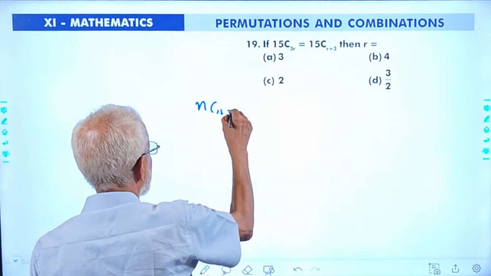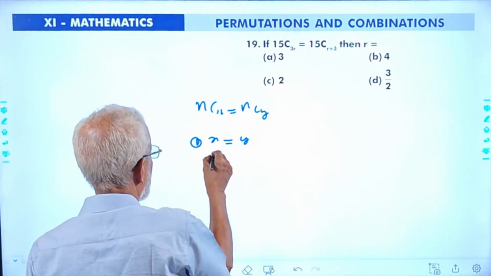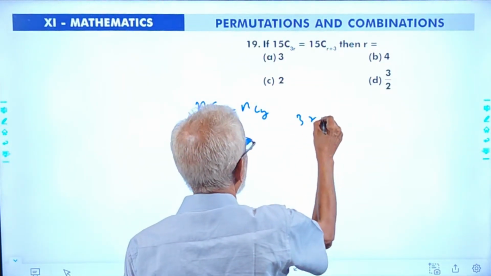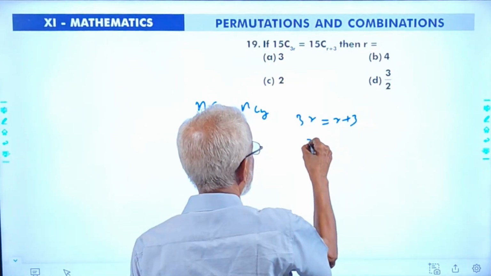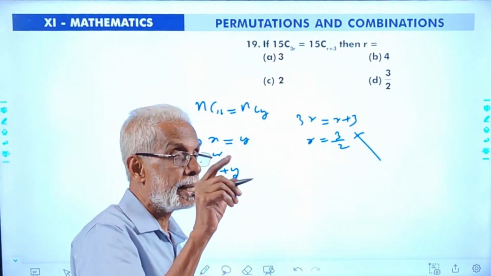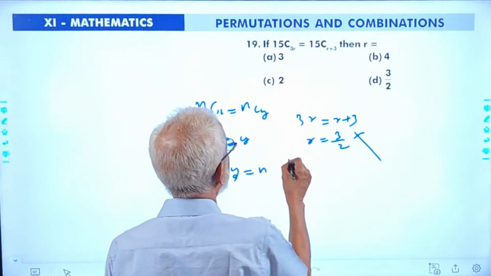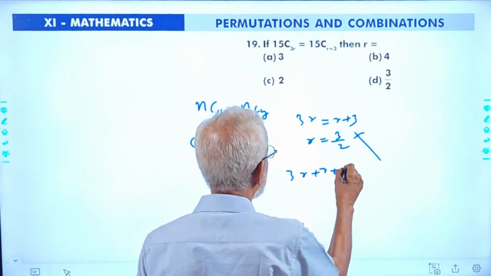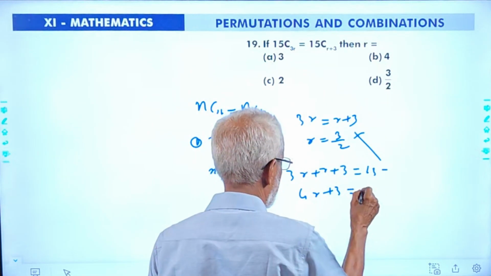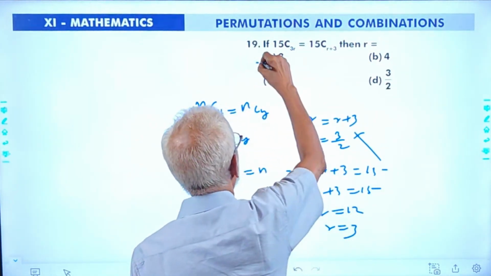If nCx is nCy, then either x is equal to y or x plus y is equal to n. Here, when x is equal to y, 3r equals r plus 3, that is r is equal to 3 by 2, which is impossible. r should always be an integer. Hence, we have x plus y is equal to n, that is 3r plus r plus 3 is equal to 15. 4r plus 3 is equal to 15. 4r is equal to 12. r is equal to 3. The correct choice is A choice.